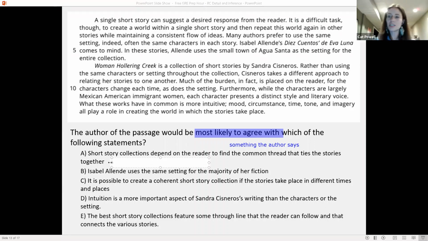Okay, so let's talk about each answer choice and let's think about what's wrong with it. Let's think about what we can rule out right away. So let's talk about A. Short story collections depend on the reader to find the common thread that ties the stories together. What's wrong with A? Or if you liked A, where's the proof for A? How do we either prove that A is true or convince ourselves that it's not?